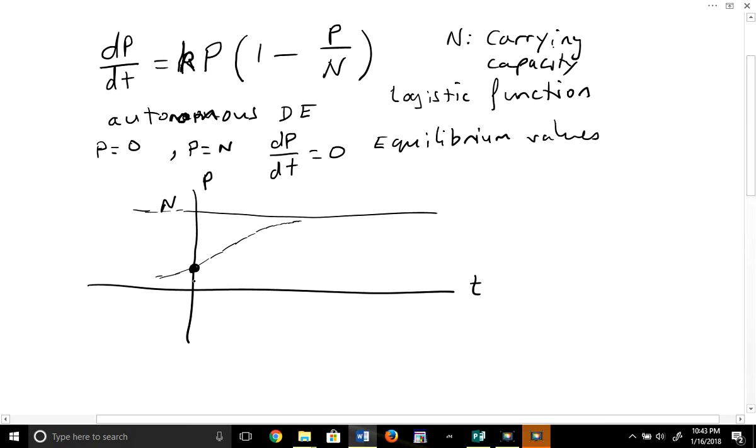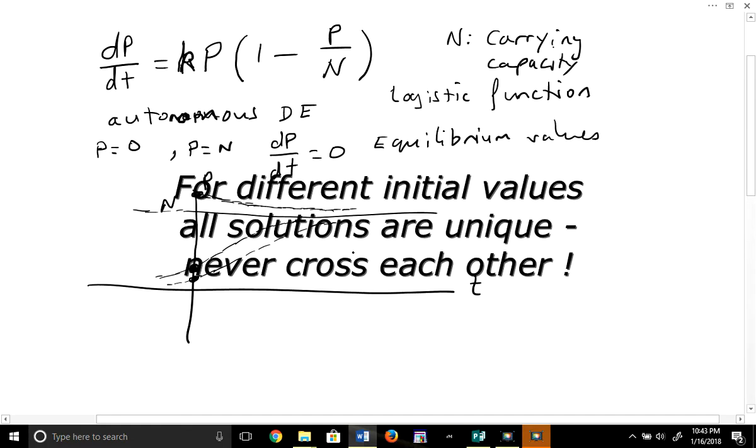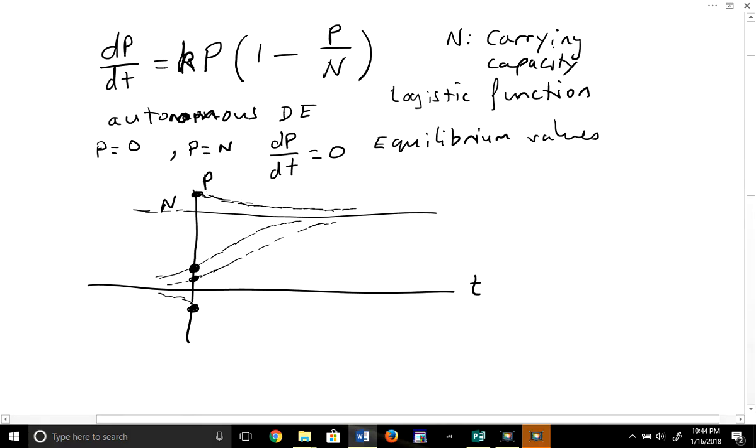And if I start off with an initial value maybe here, well, it's never going to go above N, and it's never going to go lower than 0, so this solution curve will go here. And if I start off with the initial value here, higher than N, we're going to see why it's actually going towards N and not away from N, but it will go towards N and never go lower than N. And if I start with an initial value that's negative, which is not practical for this particular situation, it would never go higher than 0. In fact, it goes away from 0.